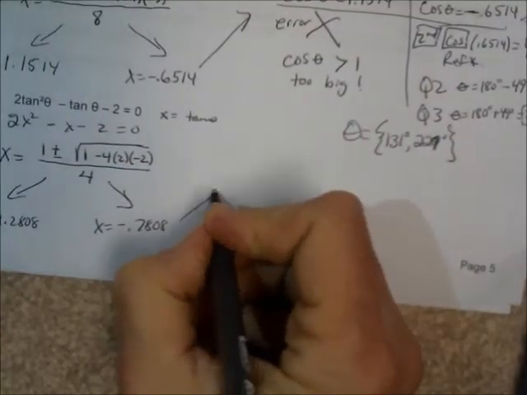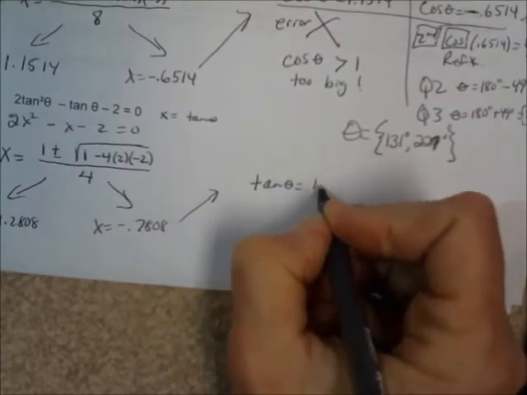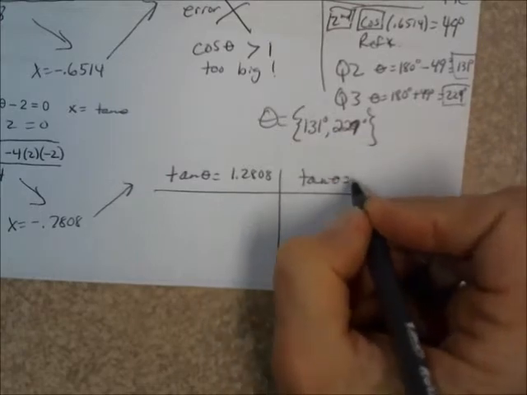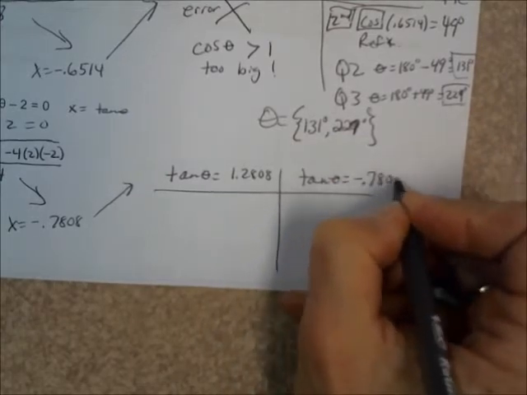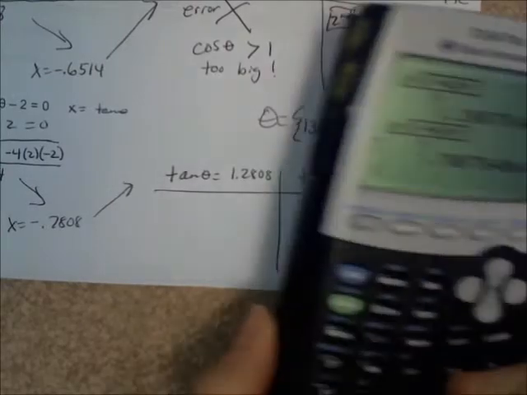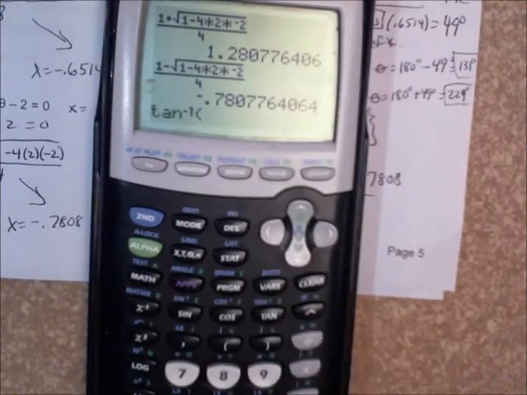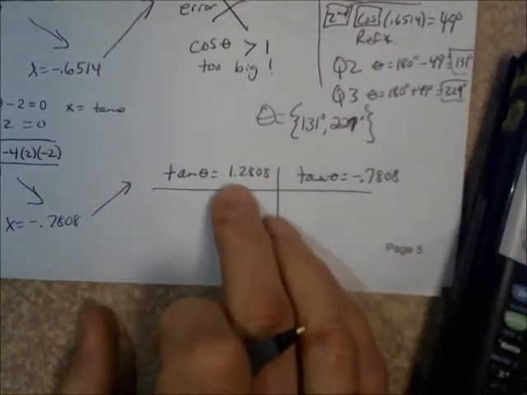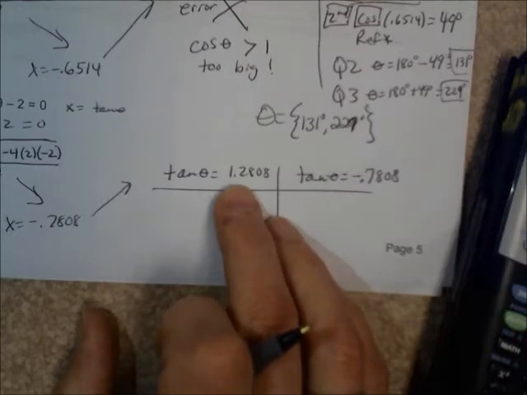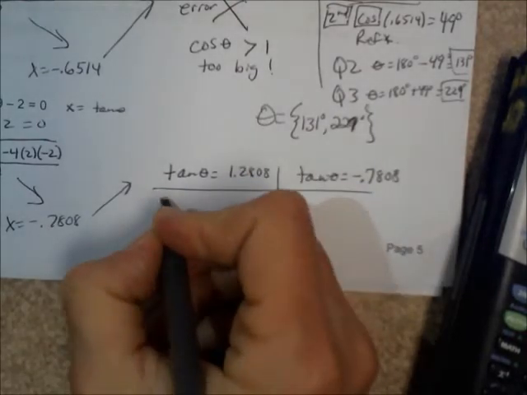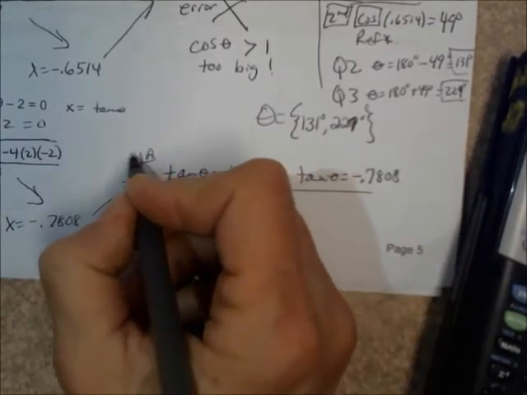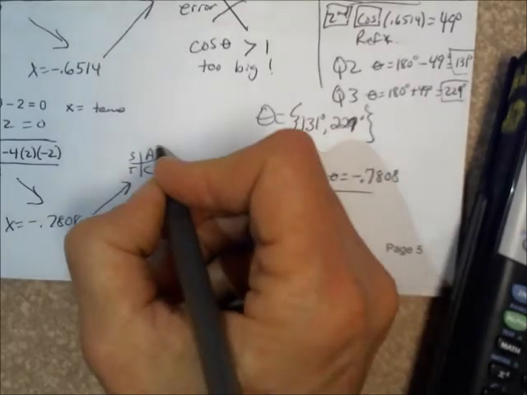Now what we want to do is set up our t-table, which is a tangent of theta equals 1.2808, and tangent of theta is equal to negative 0.7808. So now we're going to find a reference angle, second tan of 1.2808. That gives us 52 degrees. Now remember, tangent can be anything. It doesn't have to be restricted between negative and positive 1. Tangent can be anything. So we have a reference angle which is equal to 52 degrees. And when we do All Students Take Chemistry, tangent is positive in quadrants 1 and 4.